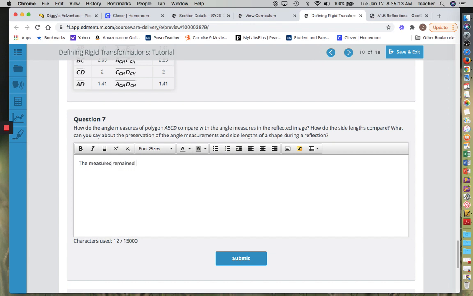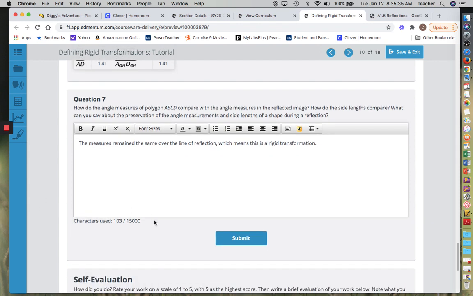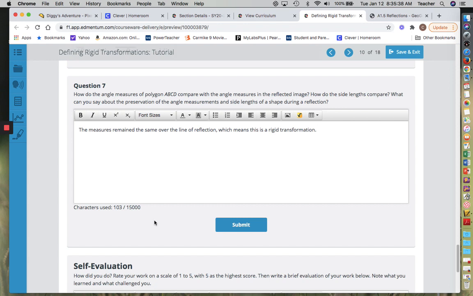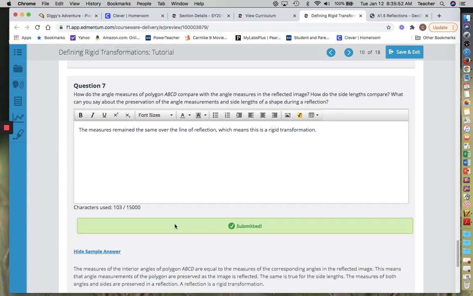Measures remained the same over the line of reflection, which means this is a rigid transformation. Sometimes called a rigid motion, just so you're aware. You'll hear me say both, rigid transformation, rigid motion. I've been teaching geometry over 20 years, so I'm going to say rigid motion most of the time. I'm using the word rigid transformation for Edmentum because that's what they use, but it's a rigid motion.